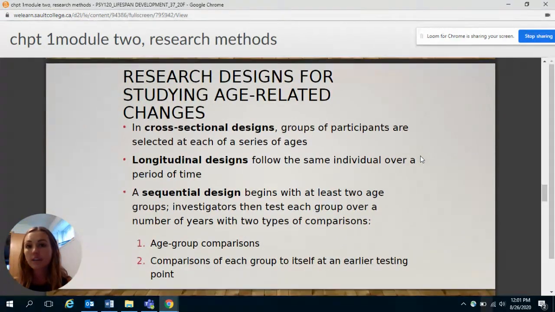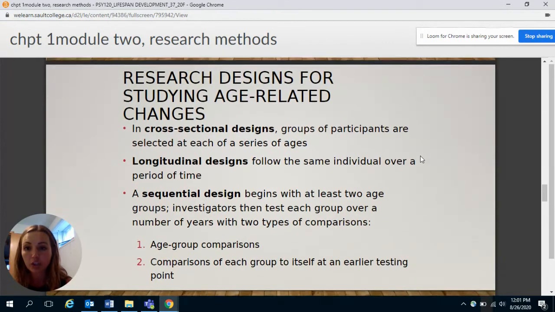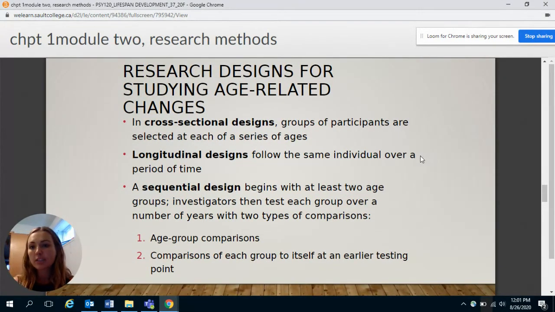So research designs for studying age-related changes, there's a few different designs that they would use. In a cross-sectional design, groups of participants are selected at each of a series of ages. So say they wanted to study, we'll use what's occurring right now. We're in the middle of a pandemic. Everybody's heard of COVID-19, it's pretty much all that has been on the news for the last few months. But they might say, how does COVID-19 influence somebody's mental health?